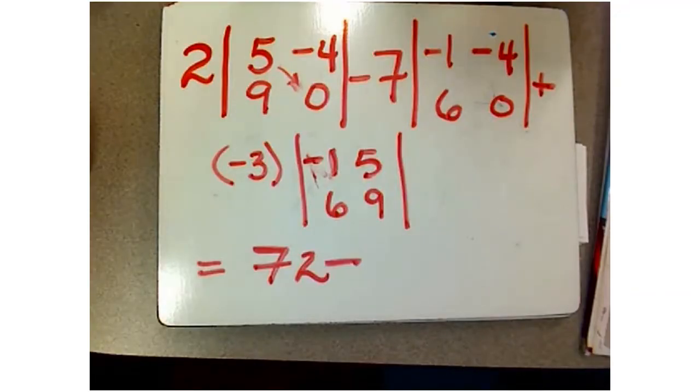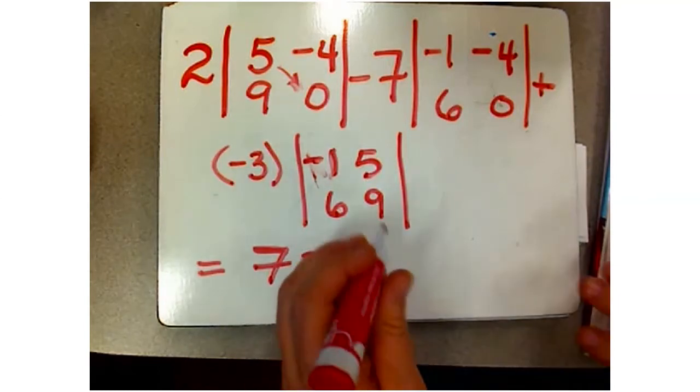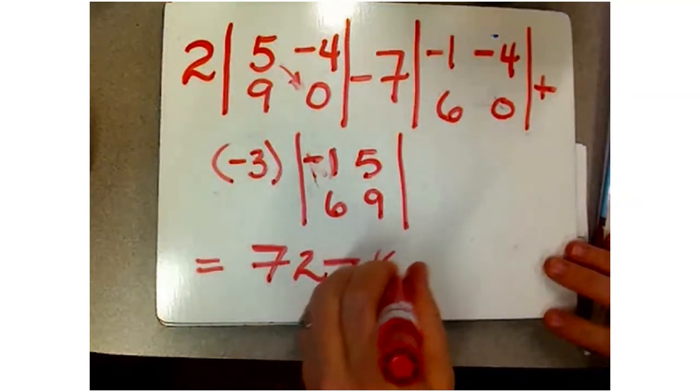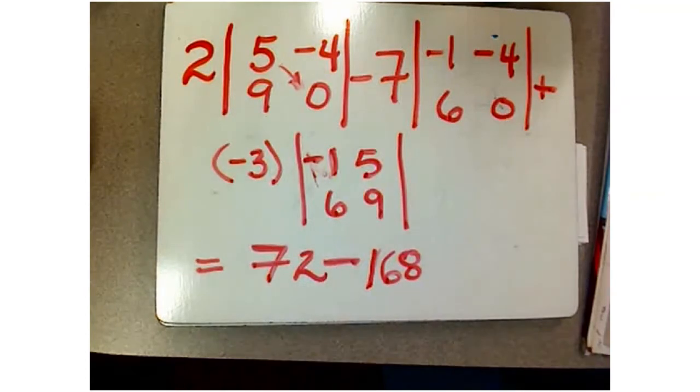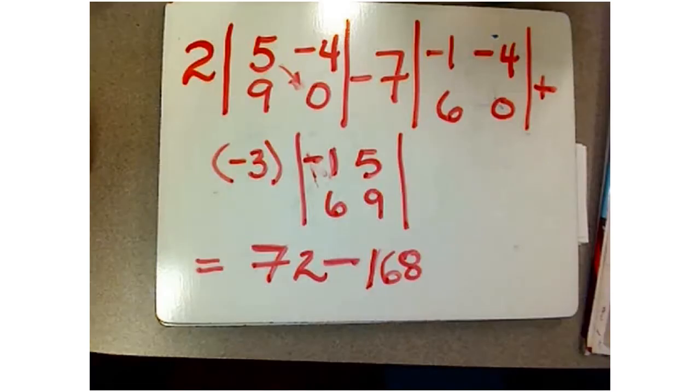What is 7 times 24? 7 times 2 is 14, so you know it's 140. And then 7 times 4 is 28. So 168. So you have 72 minus 168.